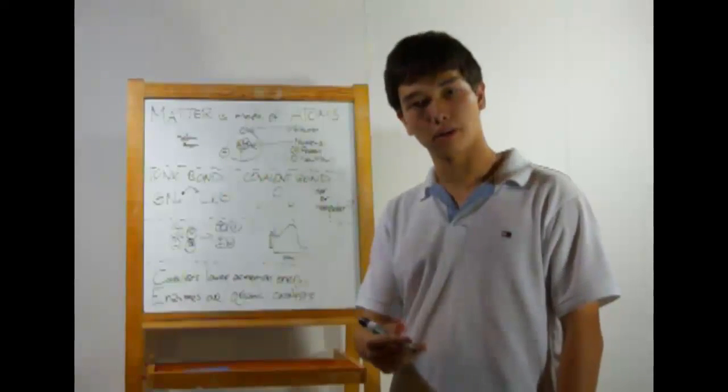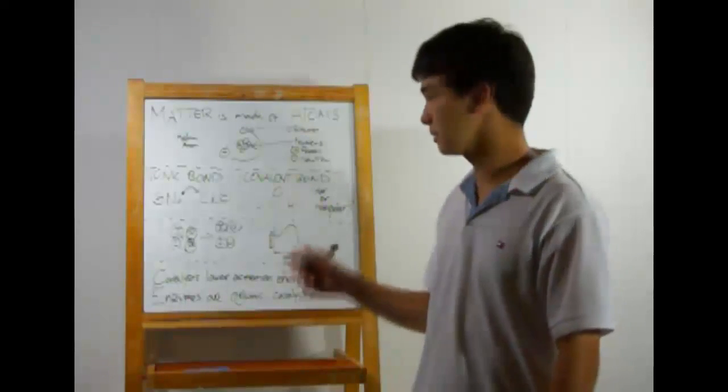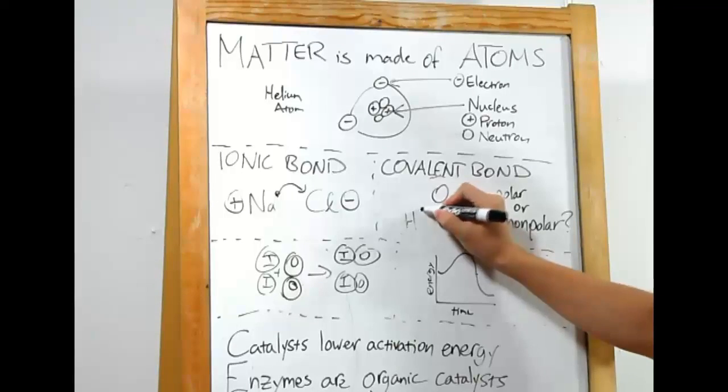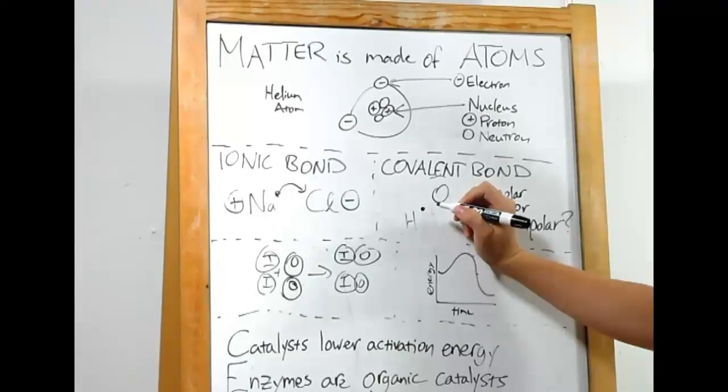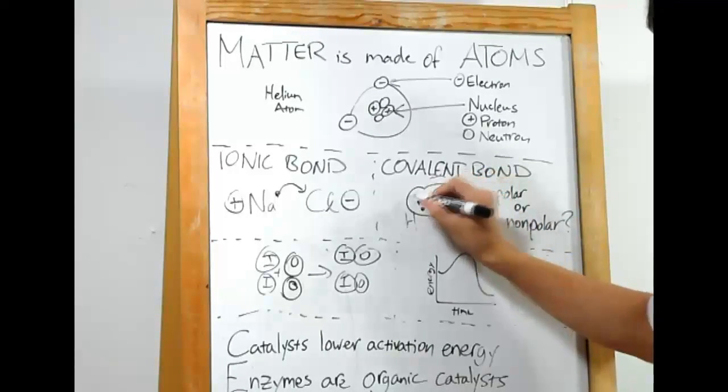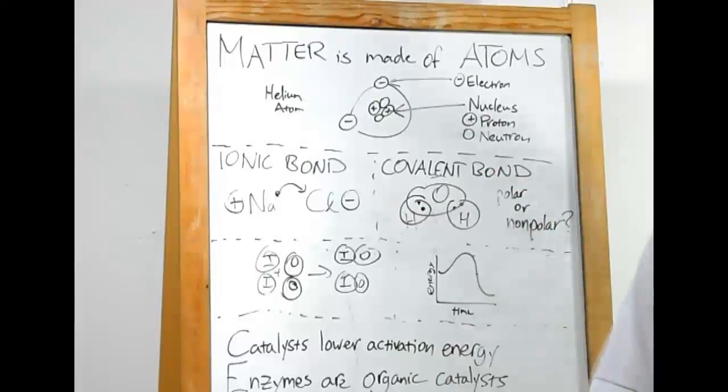The other type of bond is a covalent bond. That's when elements will share electrons. Here we have hydrogen and oxygen, and each hydrogen will share one electron with oxygen. Likewise, the oxygen will share one electron with each hydrogen. This creates H2O, or water.